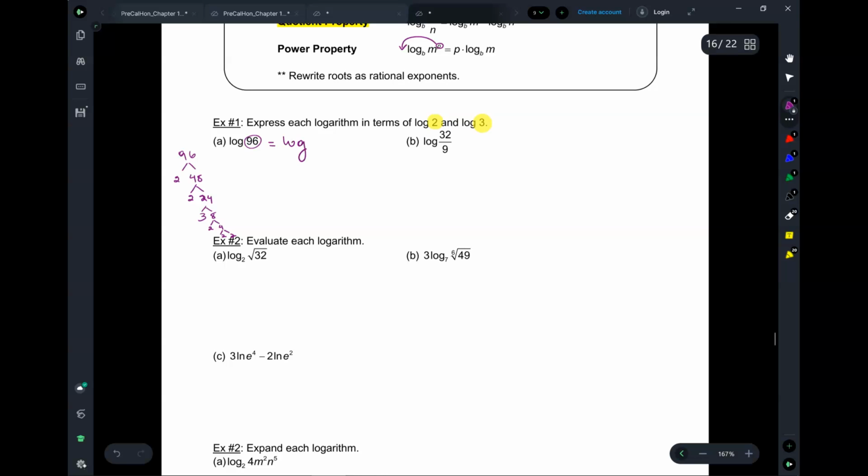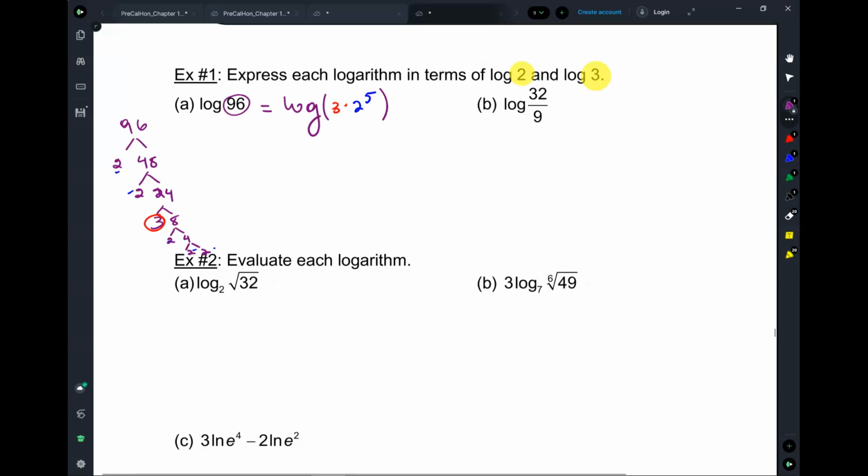This is log of, so let's see what 96 is made of. Okay, there's this one lonely 3. How many 2's are there? 1, 2, 3, 4, 5, 2 to the 5. Okay, so I just rewrote the 96 in terms of these. So when you do the factor tree, you look at all of the numbers that don't have anything coming out from them. Those are the ones that you want to take. So you count how many of the 2's and the 3's and so on.